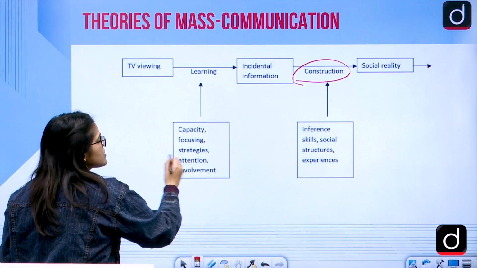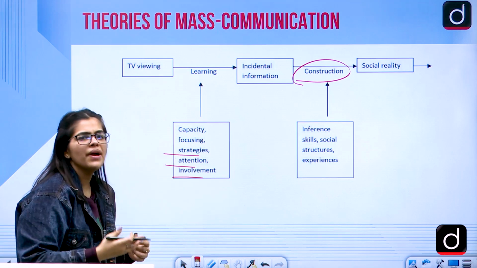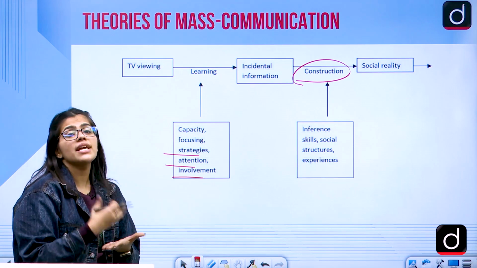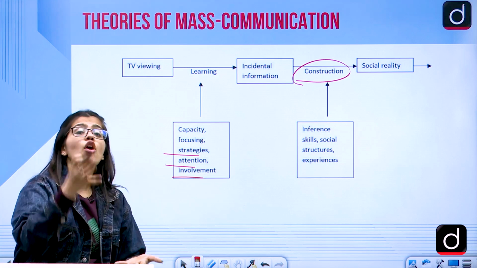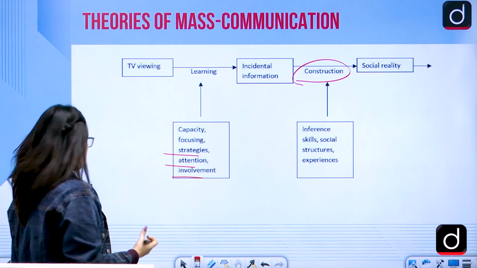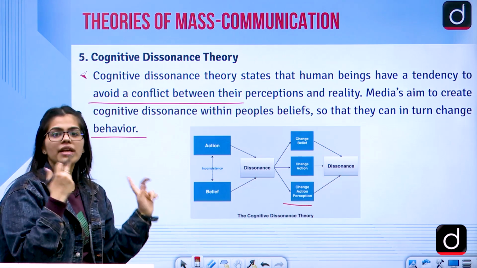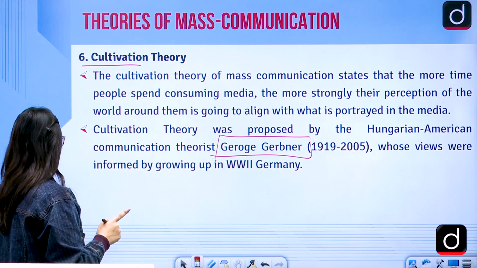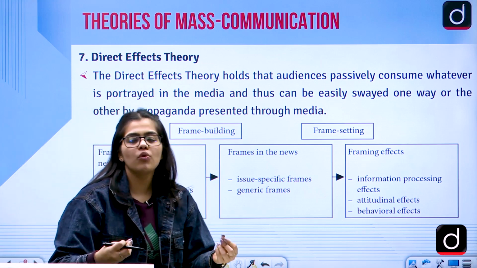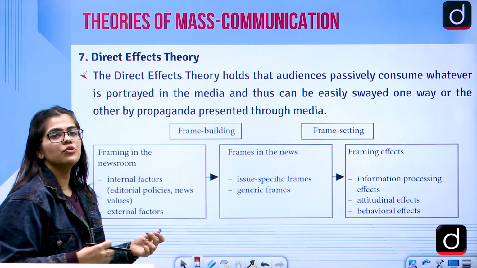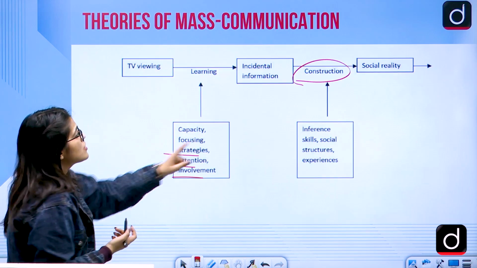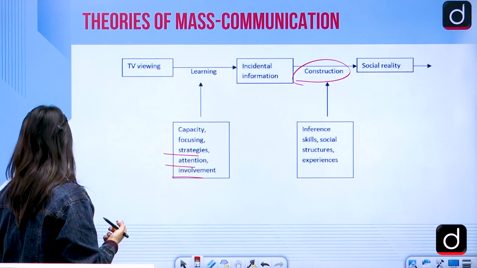So there is always some strategy, some attention, some involvement in a particular thing, and at the end your skills, your social structures and your experience will influence, and your set of beliefs would be changed. And when you change all these things, it becomes which theory? It becomes your cognitive dissonance. But if you stick to your beliefs, then of course your media is not playing a major role. But if you change, then this means that you were not that stable and you were suffering from the cognitive dissonance, right? So this is how the social reality would be changed.